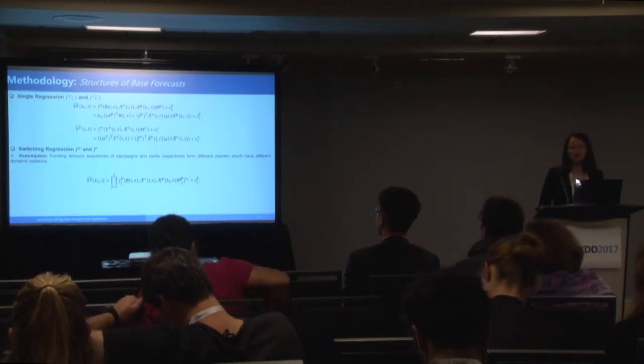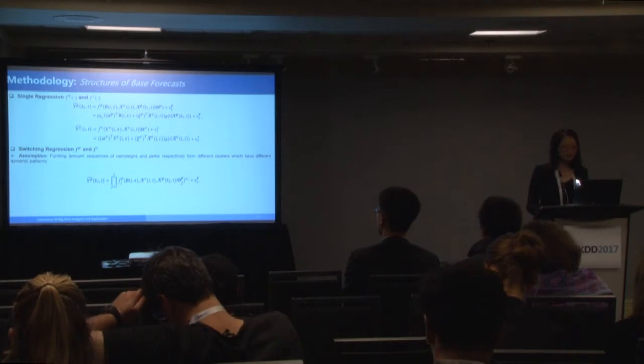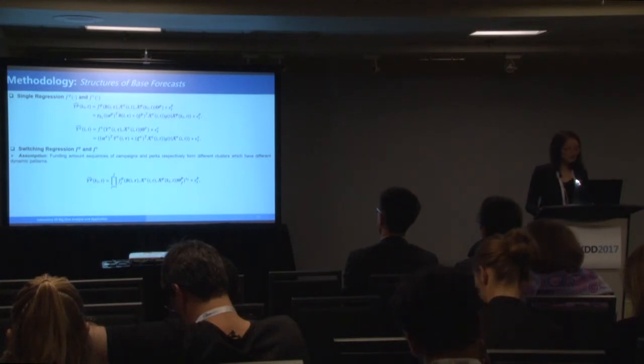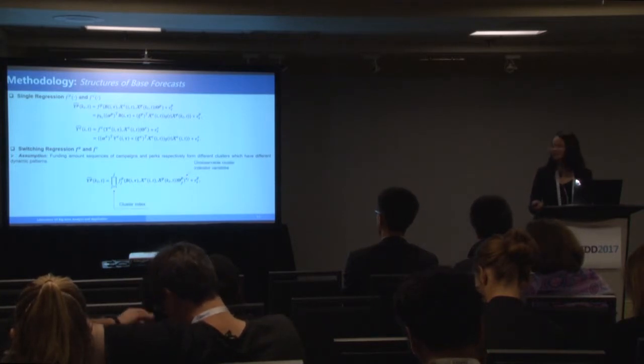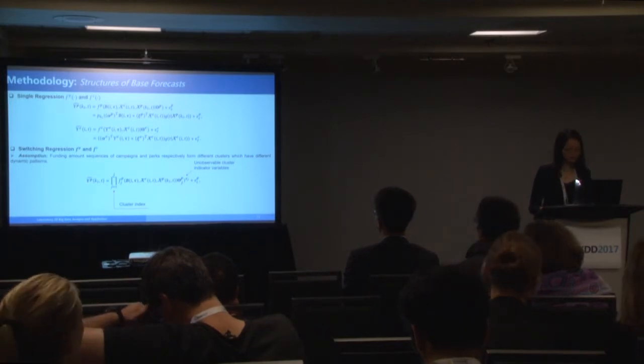In addition, from our data, we observe that the funding amount sequences of the campaigns and the perks may form different clusters, which will have different dynamic patterns. Therefore, we propose to use the clustering technique to group the similar campaigns and the perks together. And in each cluster, we use different parameters to indicate the different dynamic patterns.